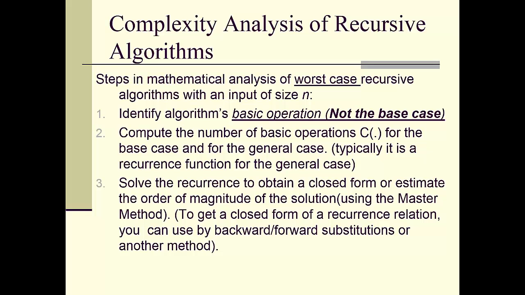So we're going to see an example of how we do the complexity analysis in a second. But the important thing you need to keep in mind is to decide on what's the basic operation, what's the heaviest operation that the algorithm is doing, and then look at the base case and the general case and compute the number of basic operations for each, and then we use either forward or backward substitution or the master method theorem to basically solve the recurrence relationship.